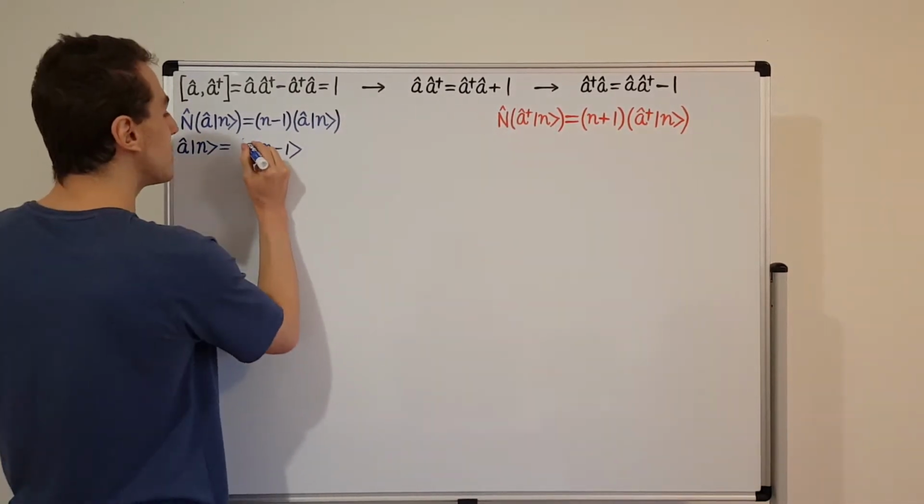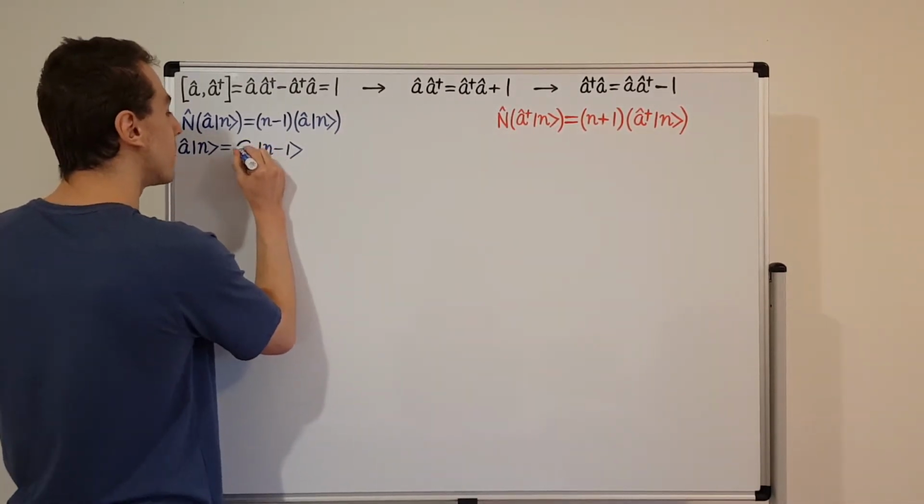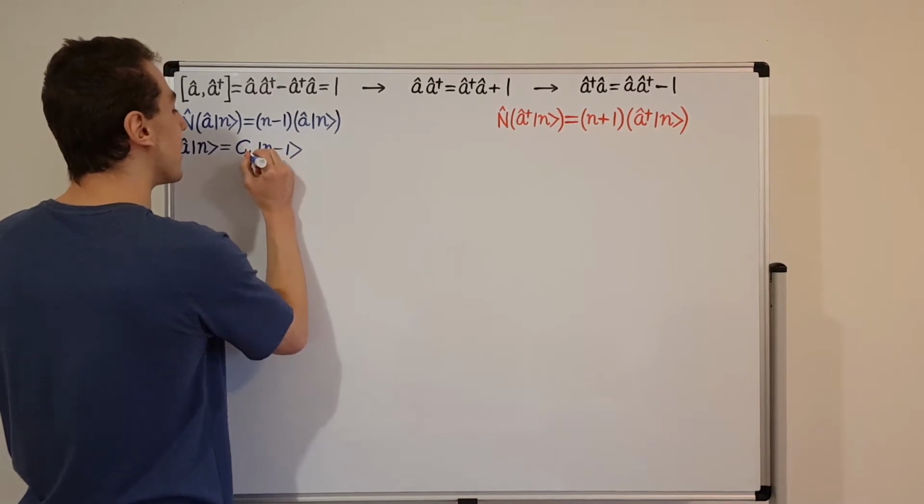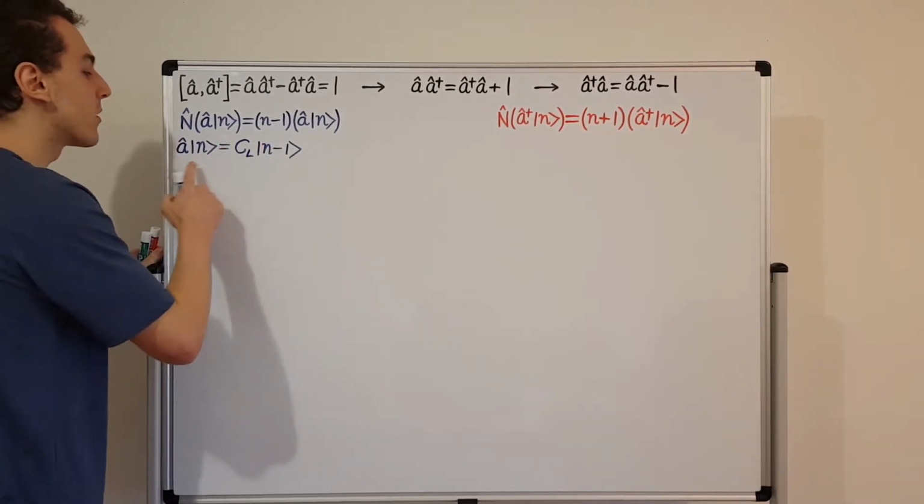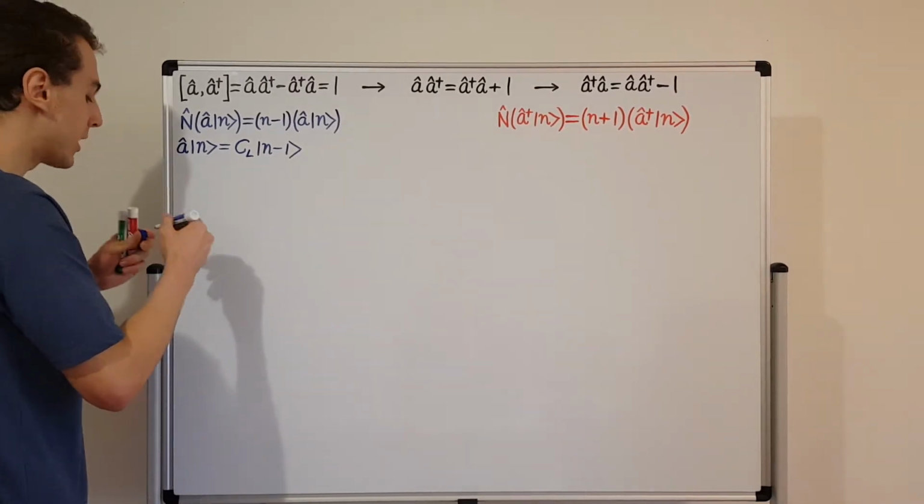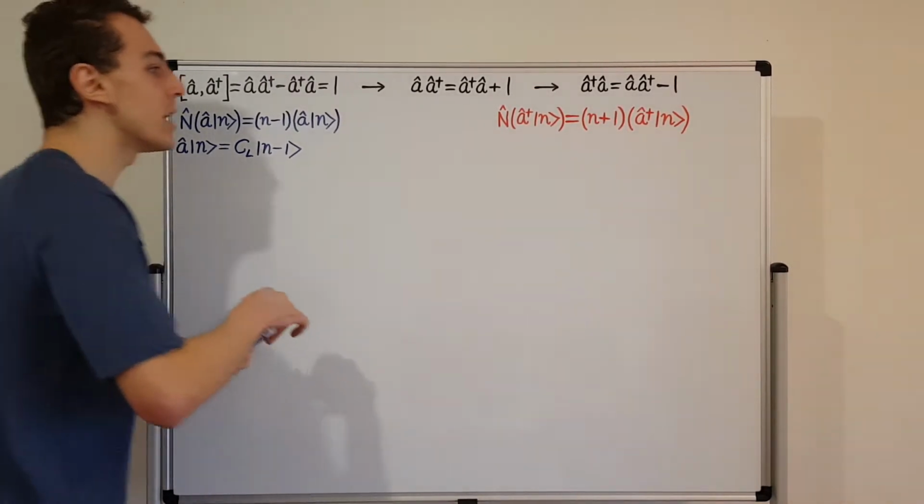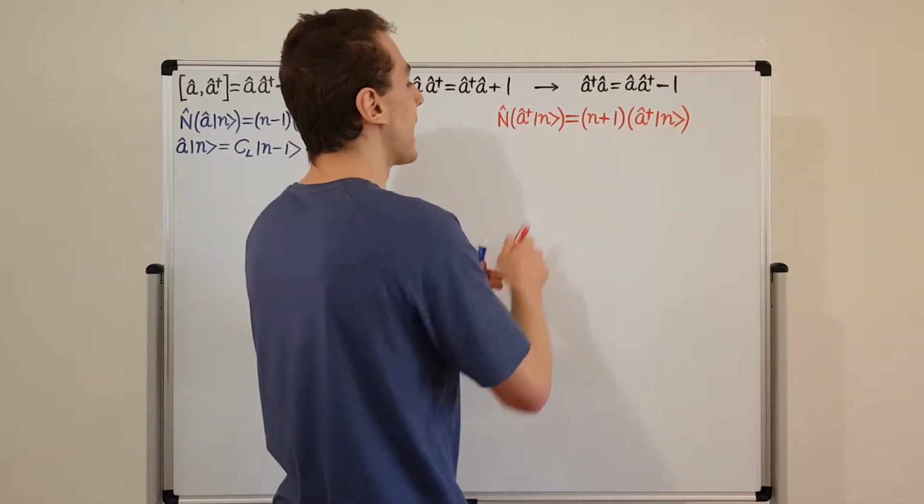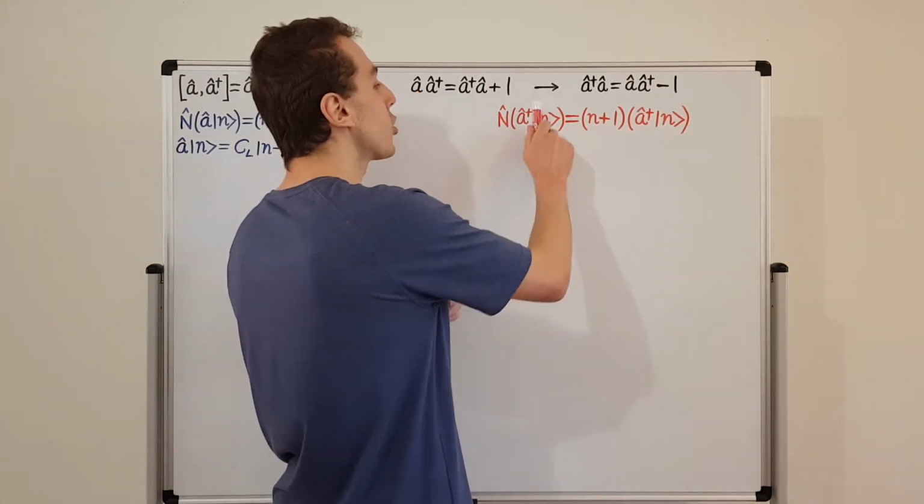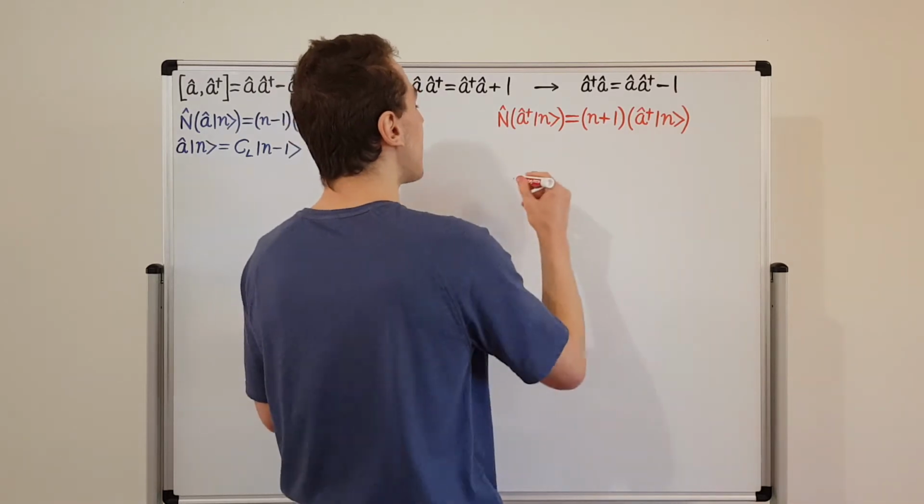So we have to introduce a coefficient. I'm going to call that coefficient C sub L, and L refers to lowering. This is the coefficient for the lowering operator. We can also write an analogous equation for the raising operator, A dagger. And A dagger is the Hermitian conjugate of A. So let's do that over here.